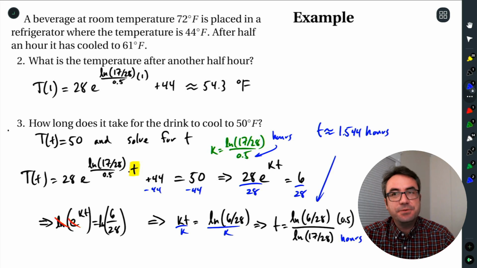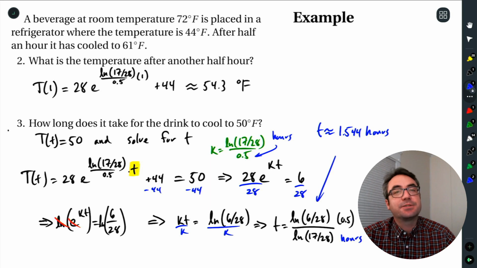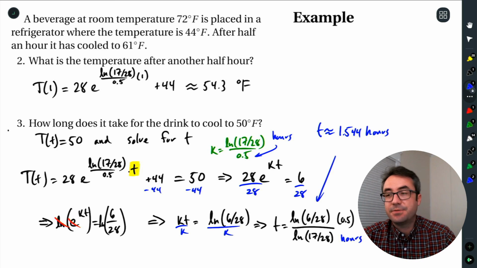So you can use this model of our cooling drink, use this function to make predictions, make estimates for when it'll reach certain temperatures. All right, so that's going to do it for exponential growth and decay. We saw we can use that to model population growth of organisms that are experiencing growth. We can use it to model decay, so radioactive decay. We can also use it to model cooling as well. Lots of applications here.